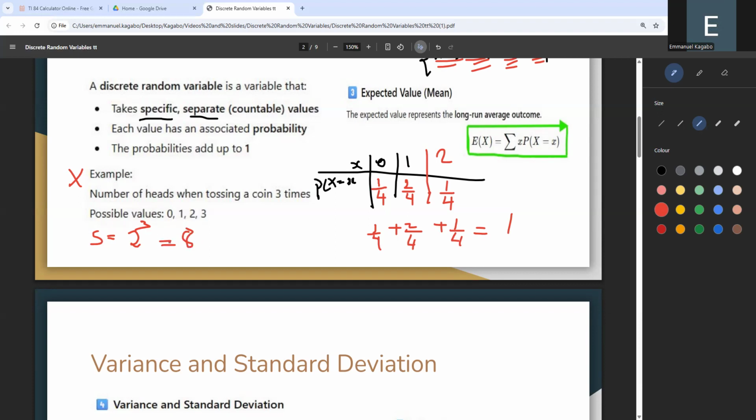Now, if my possible outcomes are 8, what will be the probability of getting 0 heads? What will be the probability of getting 1 head? What's the probability of getting 2 heads? Or what's the probability of getting 3 heads? See you in the comments, please. Okay? Thank you very much.